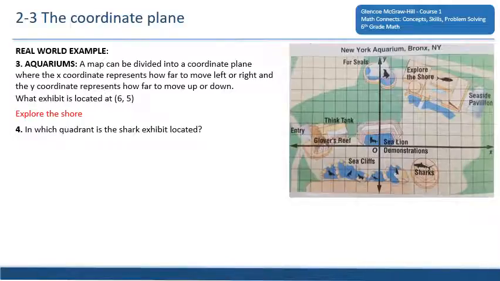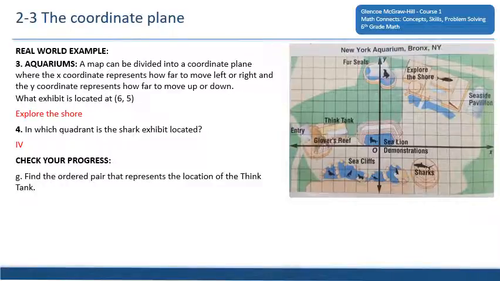In what quadrant is the shark exhibit located? So remember, we're going to start in the top right quadrant and label that quadrant 1. And then we're going to go counterclockwise. So quadrant 1 has Explore the Shore in it. Quadrant 2 is the one that has fur seals and the think tank, and quadrant 3 has sea cliffs. So quadrant 4 has the sharks.